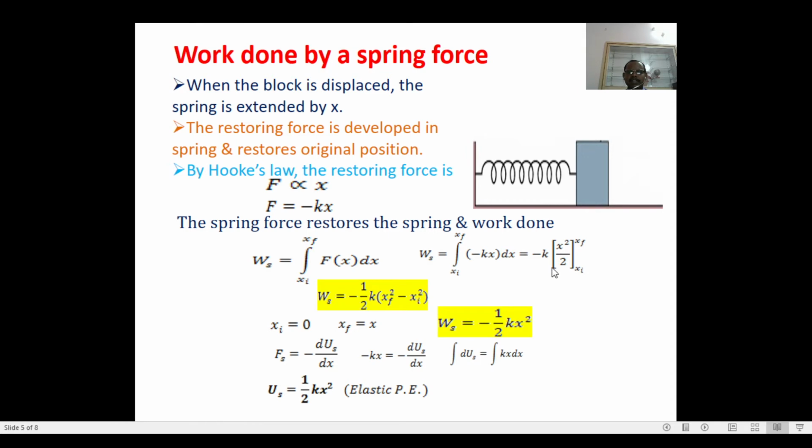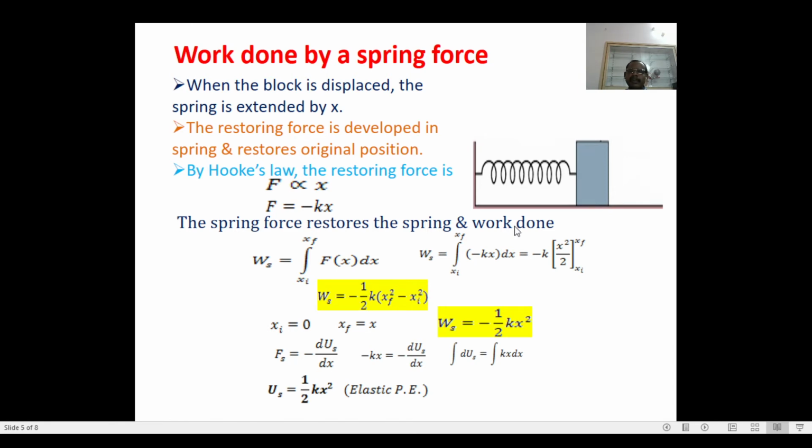Minus k is a constant, so pull it outside the integrand. Integral of x is x square by 2. Substitute the limits of integration xi to xf. Now Ws is equal to minus half k times (xf square minus xi square). This is the expression for work done by spring force. If a spring starts from the relaxed position, initial displacement is 0 and final displacement xf is equal to x. Now work done by spring force is equal to minus half k x square.